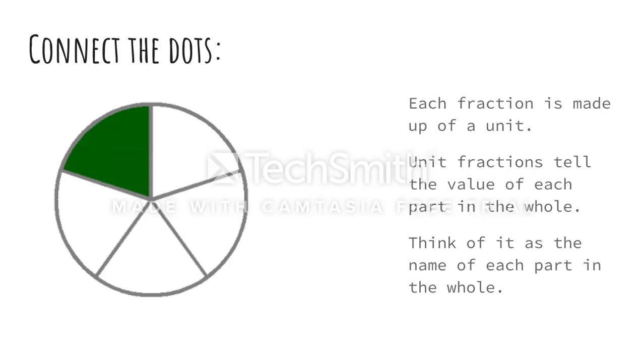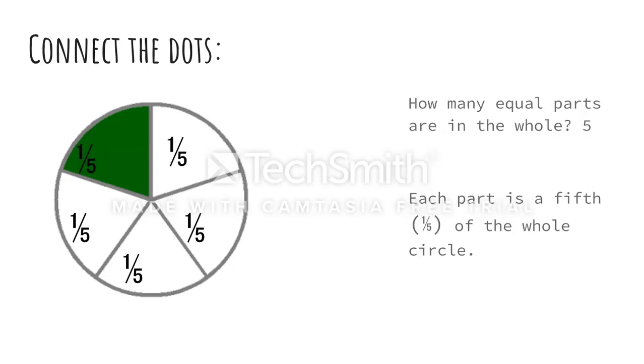In the picture that you see here, there are 5 equal parts. So those parts are called fifths. Again, how many equal parts are in the whole? We see 5. So each part is a fifth of the whole circle.